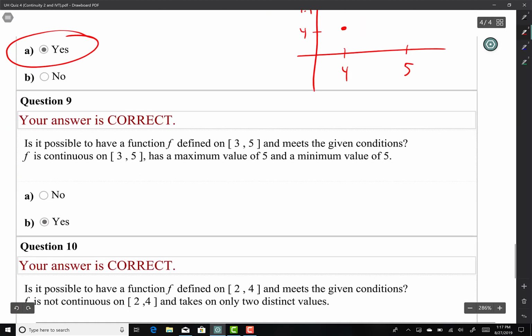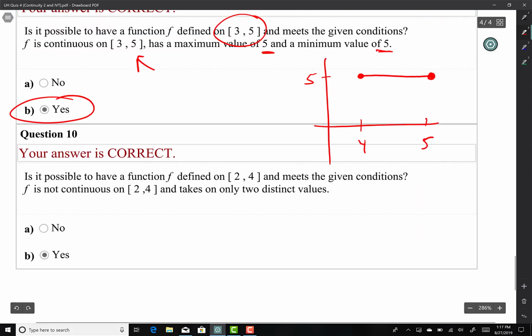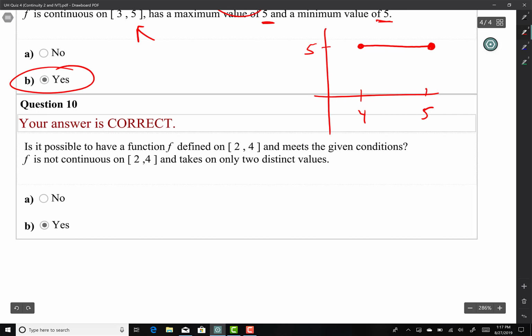It's possible to have a function f defined on 3 to 5, and meets the given conditions. Continuous, notice the brackets, has a maximum value of 5 and a minimum value of 5. If your max and min values are the same, that means you just have a horizontal line. So here's 4, here's 5, and I just have a horizontal line at 5, and there it is. So yes.